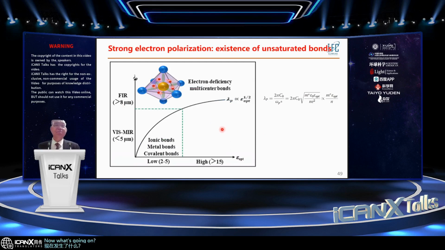Now, what's going on? If you want strong electron polarization, the team actually realized that there is the existence of unsaturated bonds when they do the amorphous to crystalline transition, and that gave them an idea. Then they realized that there are electron deficient multi-center bonds. So when this sigma increases, you have this lambda wavelength increase, which is good.